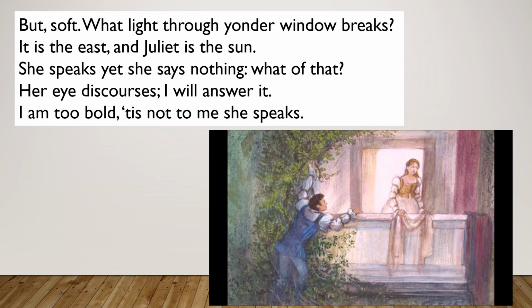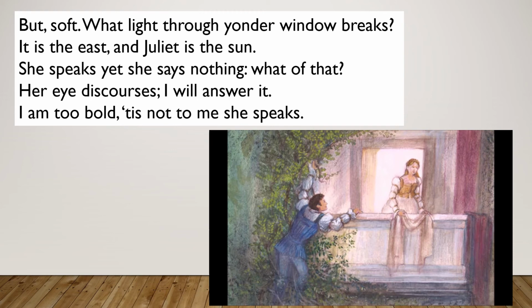See how that works? Now, here's what all of that means, by the way. When he says, but soft, what light through yonder window breaks, it means that, oh, soft, I have to be quiet. What's that light I see in the window? Then, it is the east, and Juliet is the sun. He's saying, it's the sun coming up in the east. It's not. He's just saying that she's so lovely that she shines like the sun.